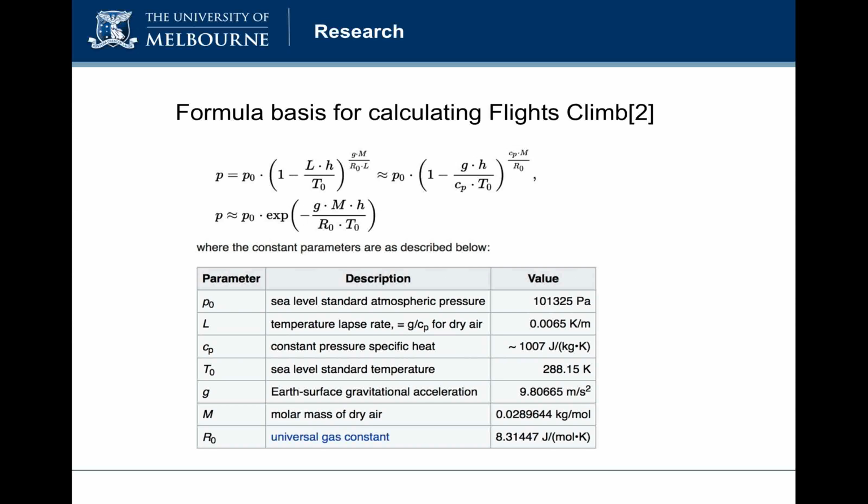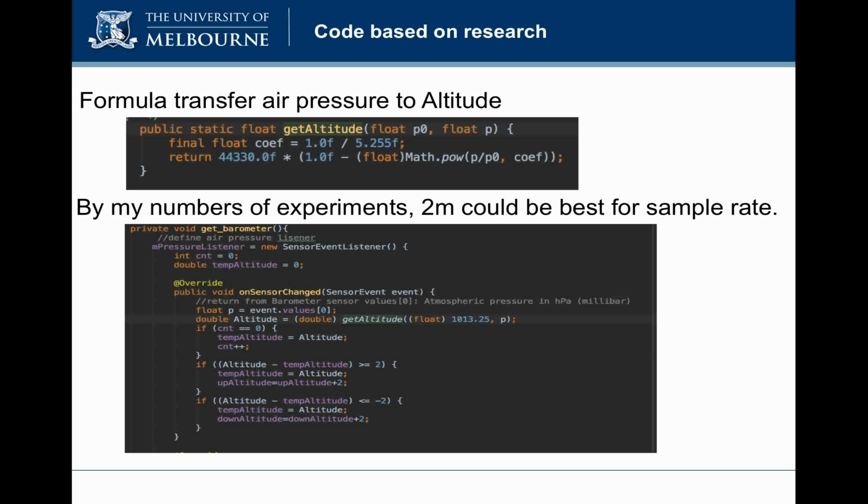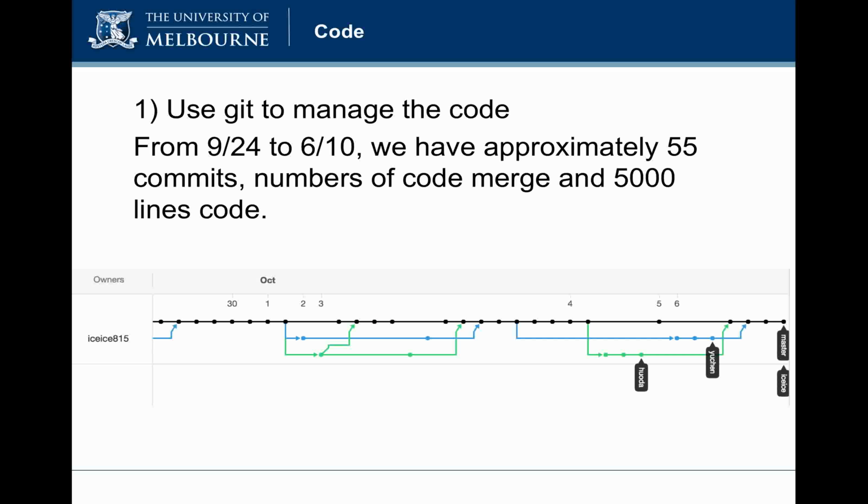This formula provides a basis for calculating flight kilometers. Barometers can get the accurate air pressure. According to this formula, altitude can be calculated. Since the sensor data is very sensitive, the altitude value is always fluctuating in a certain range. By my dozens of experiments, 2 meters is the best sampling rate. Use the altitude divided by 3.3 meters, which is a standard length for a floor. Then the flights climbed can be accurately displayed. Finally, we use Git to manage our code.